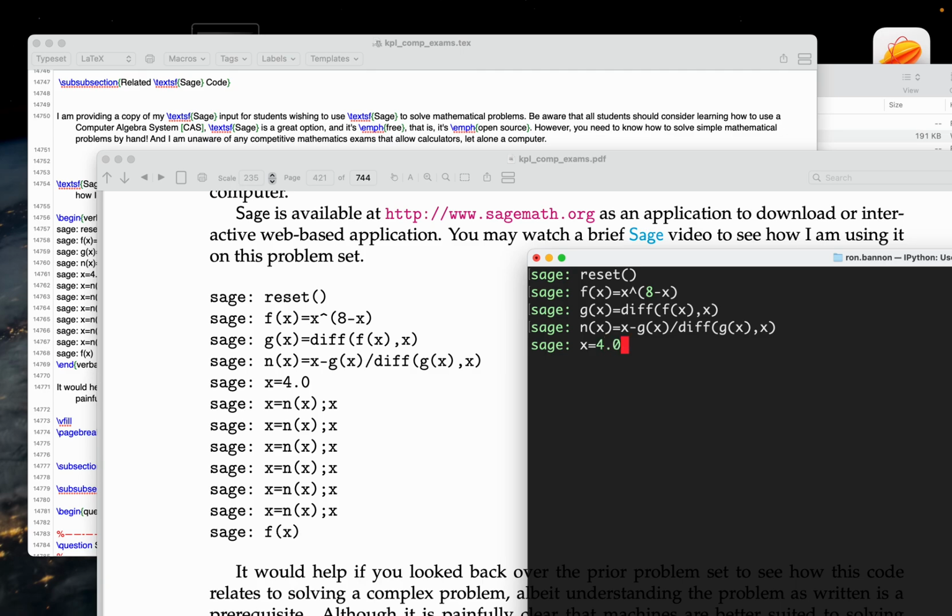Again, I'll go back over the notes in a second. And then I start applying Newton's method, x equals n, and it's going to be n evaluated at the x I just assigned to be 4, but I do want to display the x, and that gives me a change. So it goes from 4 to 3.3. Up arrow again to pull back the prior command. A slight change, but it did change.